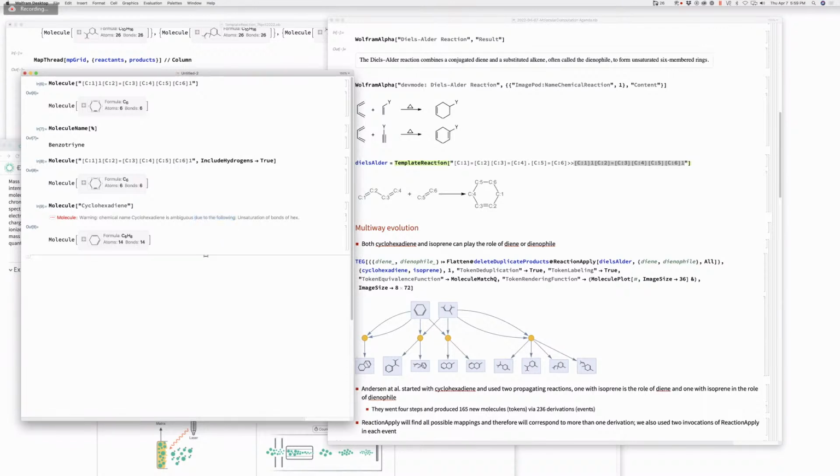Okay. Minor point. Unsaturation of bonds of hex. What does that mean? So try 1,2-cyclohexadiene. Maybe 1,3. The issue is where you go to put those double bonds, and there are multiple places for it, so it's not a one-to-one map. It could have been 1,2, 1,3, or 1,4. Hopefully the message can be cleaned up, these messages. Yeah.